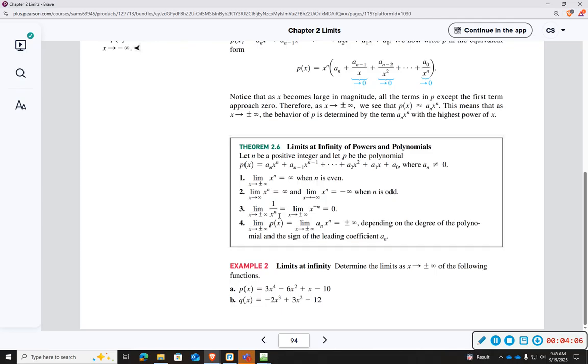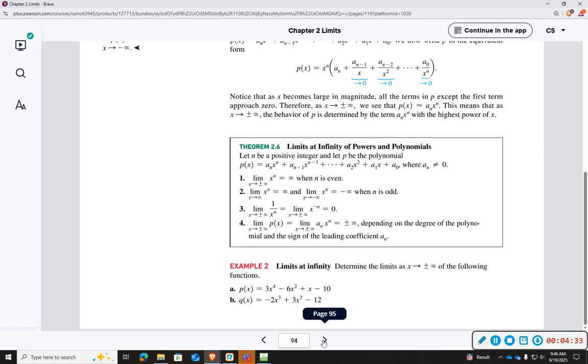For a rational function, a polynomial is the same as x to the negative n. This will go to 0. You'll have an asymptote. And then just a general statement: as x goes to positive or negative infinity, the polynomial will go either to positive or negative infinity depending on the degree of the polynomial and the leading coefficient.